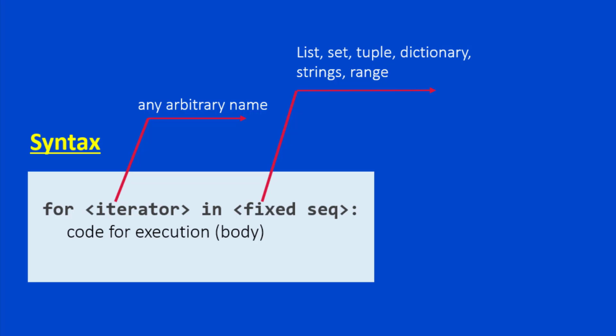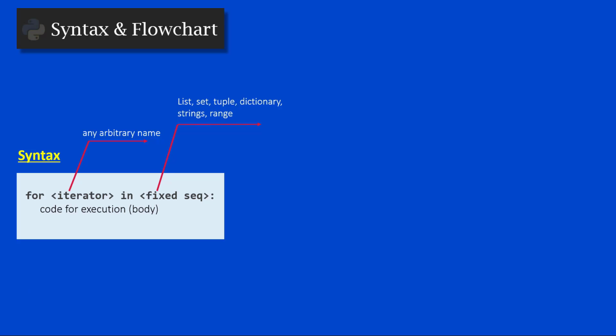And then the colon should be there at the end of the for statement, and then in the next line, after the indentation, you write the code. Indentation is a must, as we have seen in the if-else statement also. In case you are not aware of the if-else statement in Python, check out the video. You can find the link for that video in the I button displayed at the top right corner.